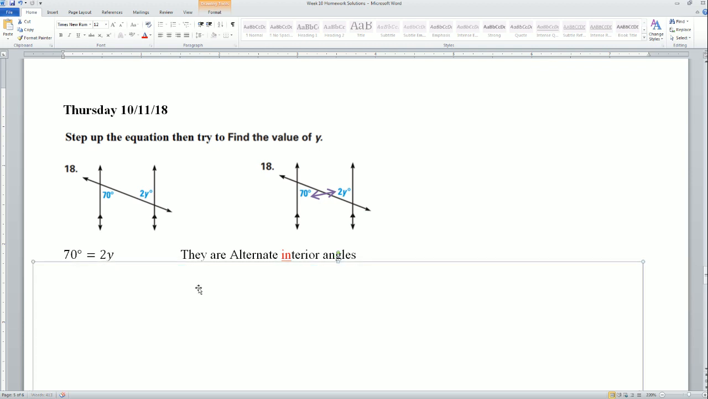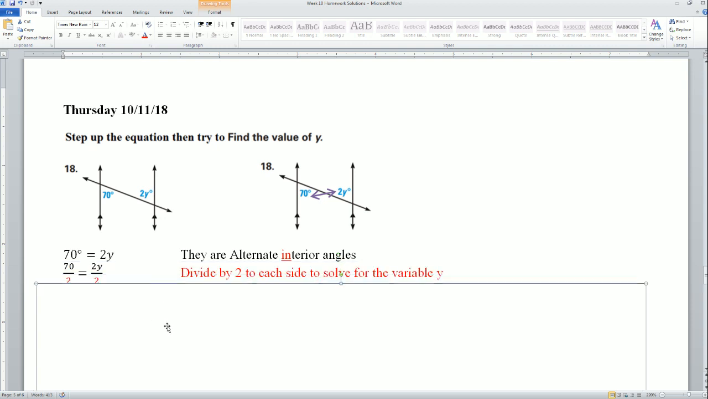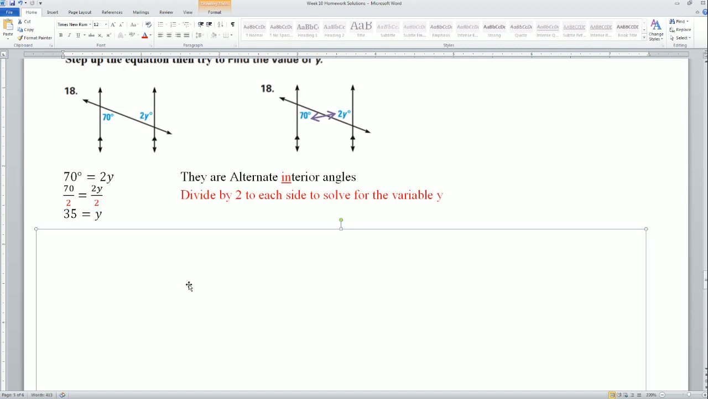Now, the geometry is done. When we do that, that justified our setting up our equation. Now, the algebra. Divide 2 to both sides. I get 35 equals y.